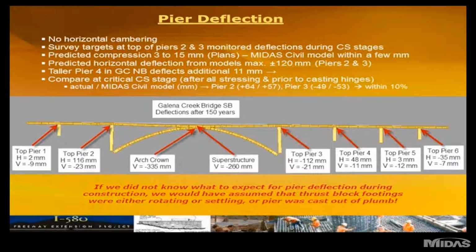One of the reasons it was important here is that the thrust blocks were monitored as well for rotation and settlement. So if we didn't know what the piers were predicted to do horizontally, then we would have assumed that the thrust blocks were moving. So by knowing this, using a model like Midas Civil, we were able to get a better understanding of what was going to happen during construction at the various construction stages.